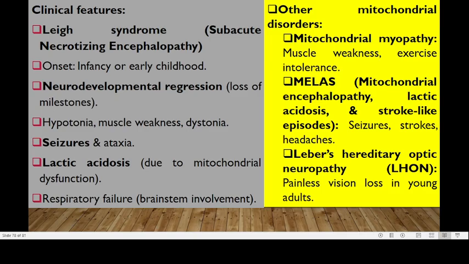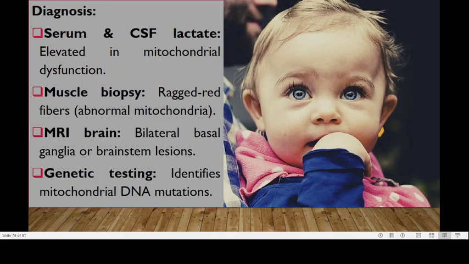Patients are going to present with Leigh syndrome, like subacute necrotizing encephalopathy, where the onset is in infancy or early childhood. We also have neurodevelopmental regression, so there's loss of milestones, hypotonia, muscle weakness and dystonia, seizures and ataxia. We also have lactic acidosis due to mitochondrial dysfunction and respiratory failure, especially because of the brainstem involvement. Other mitochondrial disorders include mitochondrial myopathy, MELAS, Leber's hereditary optic neuropathy.